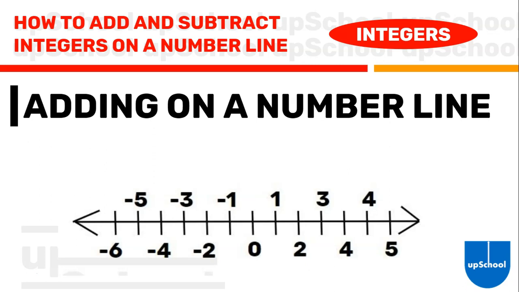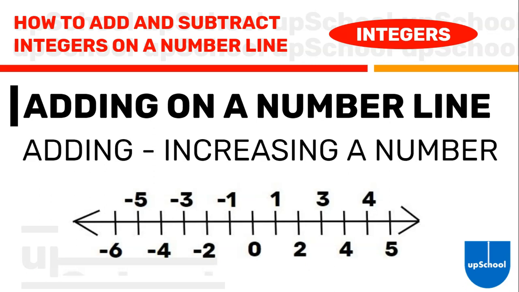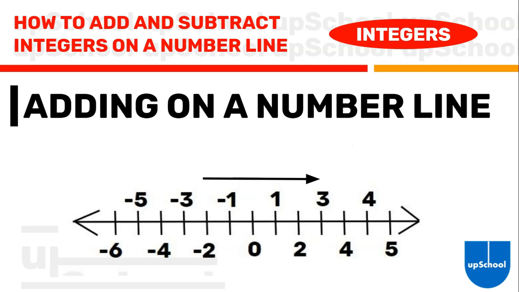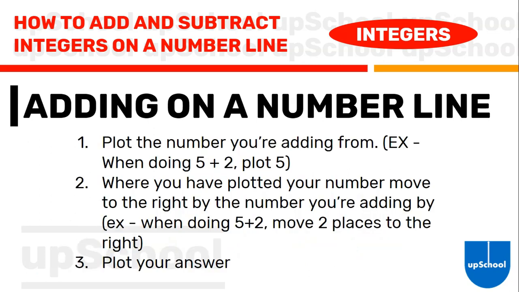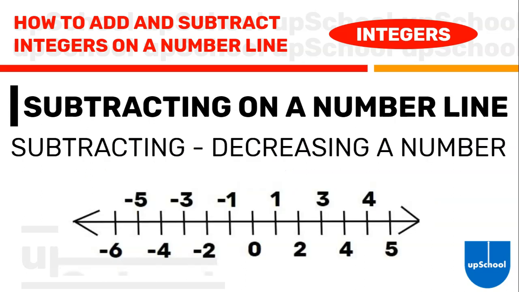What exactly is adding? Adding is increasing a number. On a number line, when we move to the right, the numbers begin to increase. Because of this, when we add integers, we move to the right. Here's the actual process of adding integers on a number line. You should note this down. I'll be giving you guys a few examples and I'll explain this process while we do the examples.